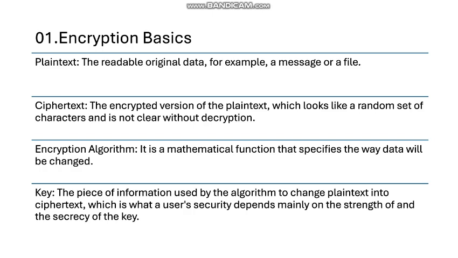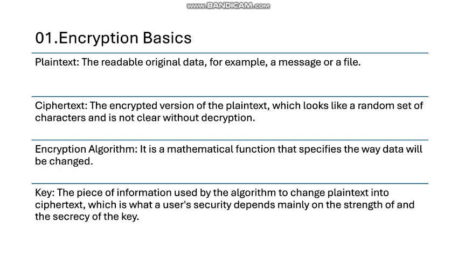Encryption basics. Plain text: the readable original data, for example, a message or a file. Ciphertext: the encrypted version of the plain text, which looks like a random set of characters and is not clear without decryption. Encryption algorithm.